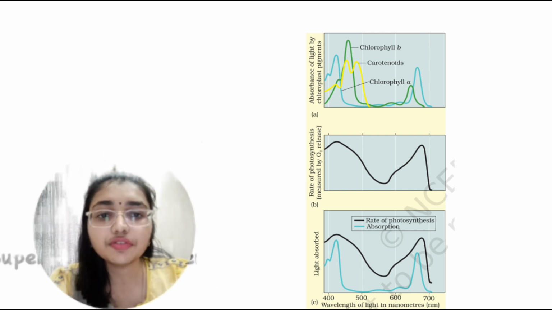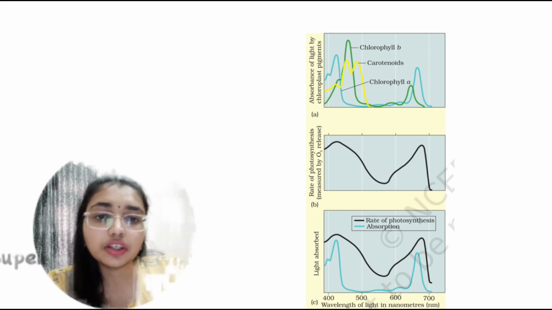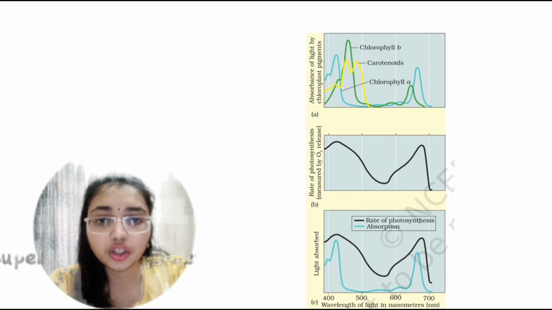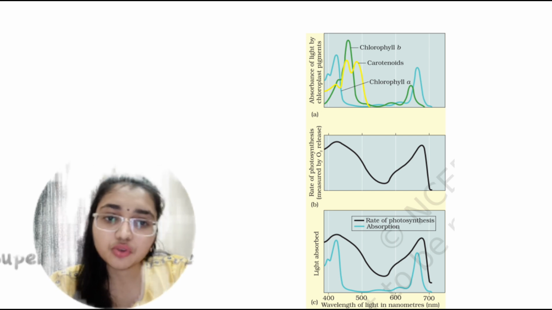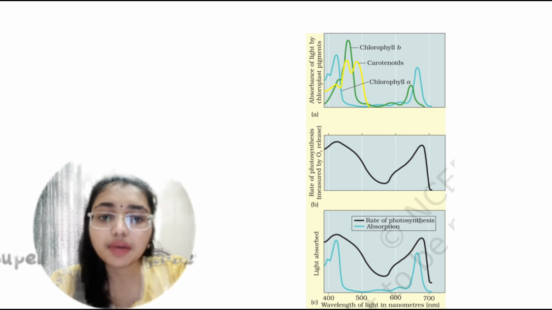So what is the difference between the absorption, action and combined graph? In the absorption spectrum, the light absorbed by the pigment is shown. The action spectrum shows the light used in photosynthesis, and in the combined graph we can see that it proves that the absorbed light is equal to the photosynthesis, mainly by chlorophyll A.